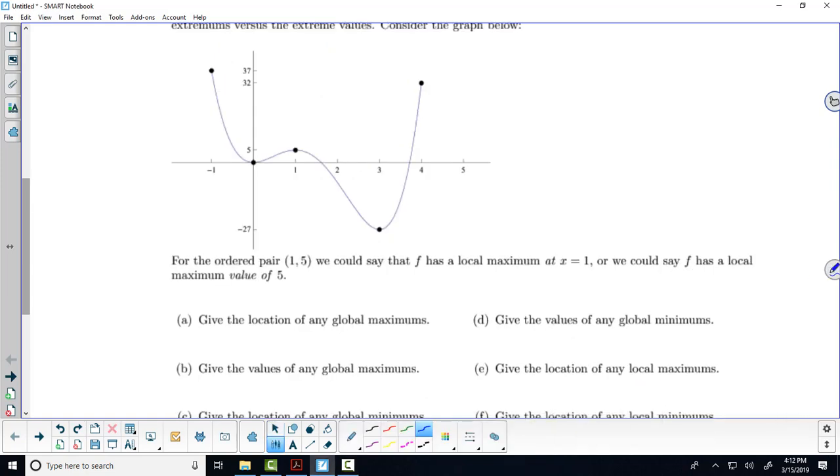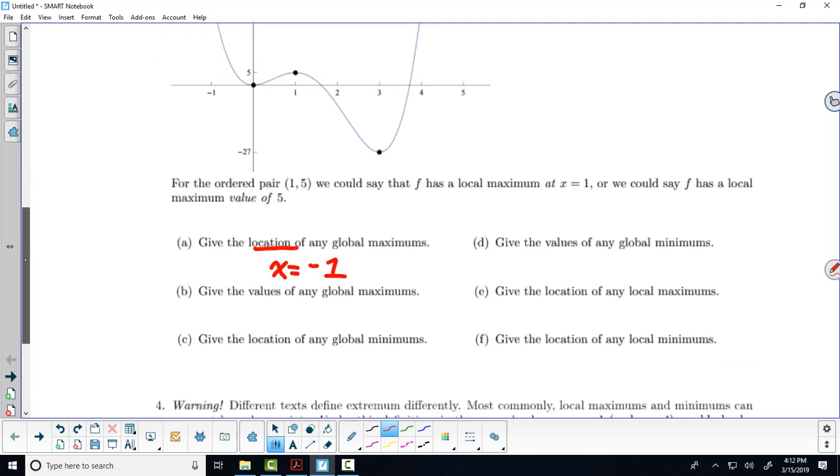Okay, so we want to give the location of any global maximum. In a previous version of this picture, I've already identified the global maxes, the global mins, the local maxes, the local mins. But this problem is asking us to give the location of any global maximums. As you recall, and as you probably already have labeled, we had a global max right here at this point. So the location of the maximum is at x equals, excuse me, negative 1. That is the x value of the global maximum.